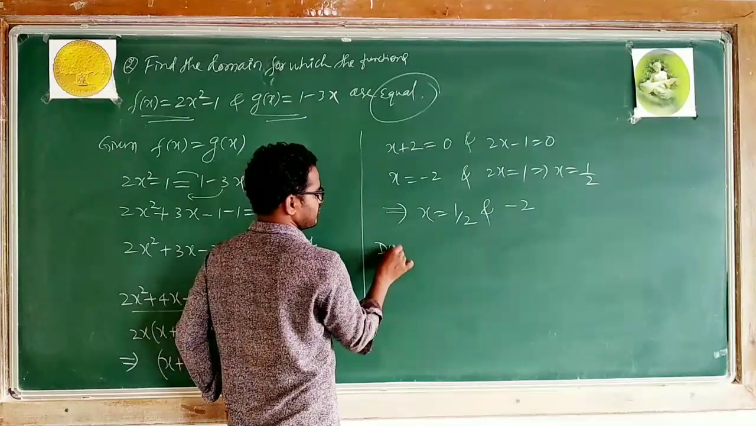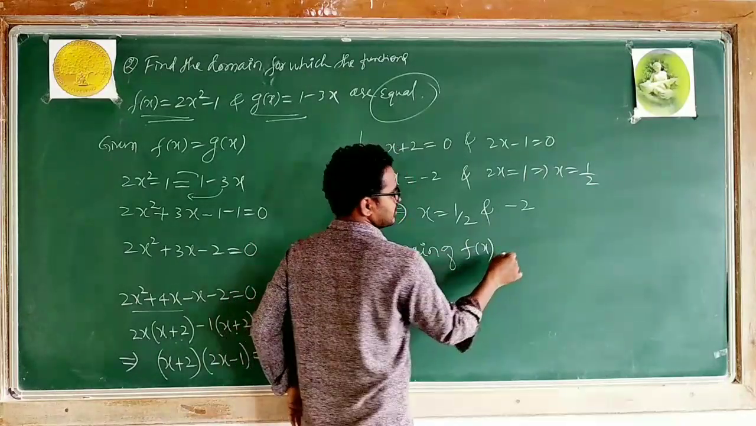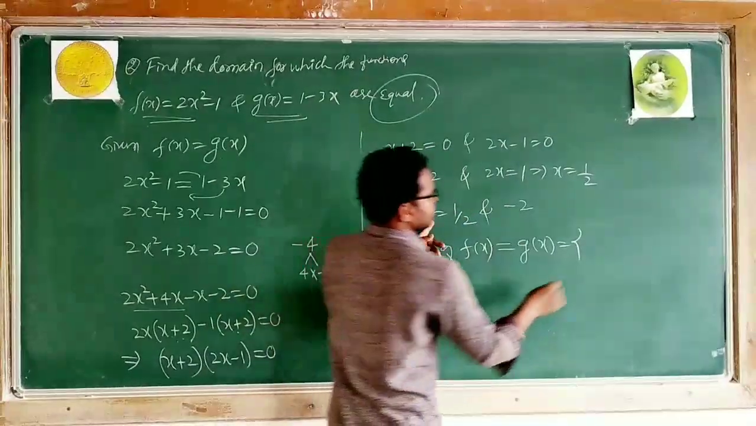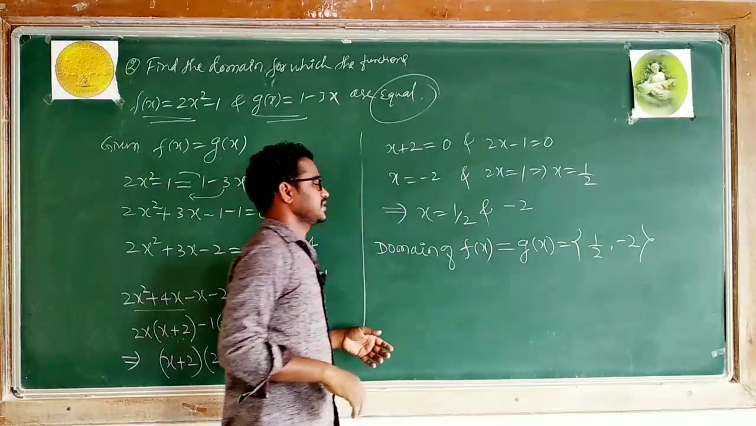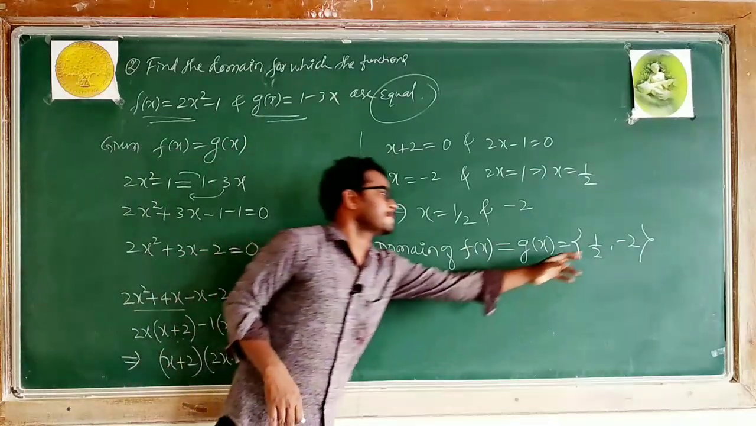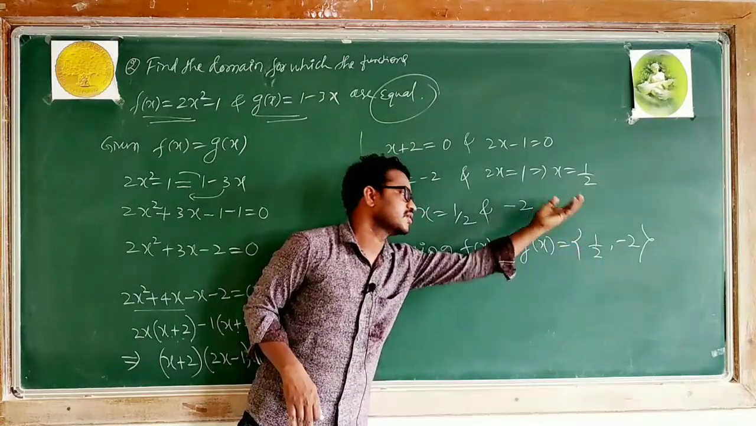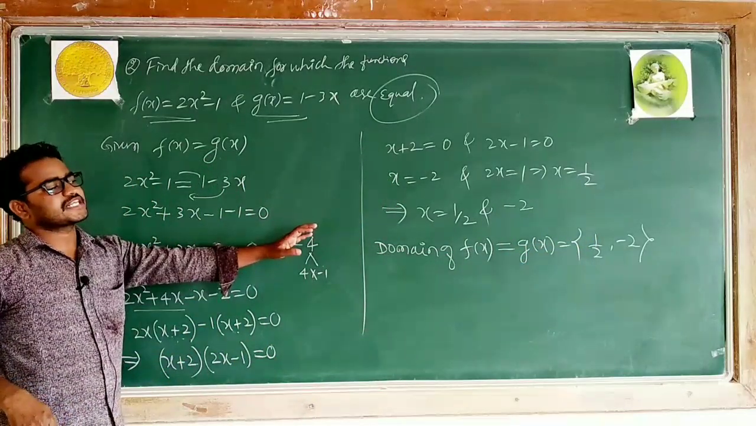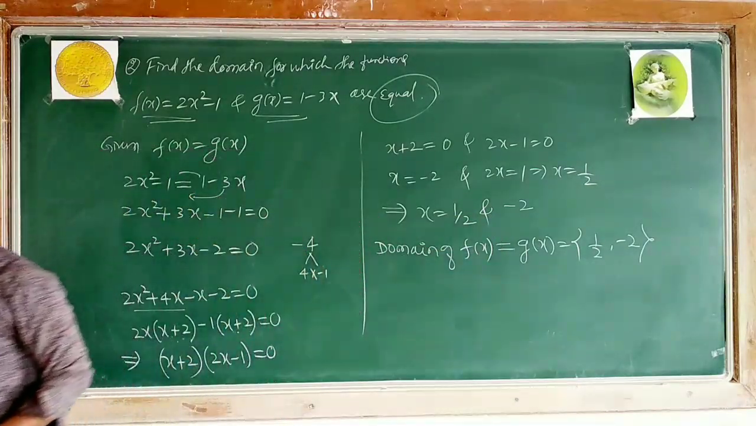What is our domain of f of x is equal to g of x? What are the elements? I can say 1 by 2 and minus 2. This is a set. In the case of flower brackets, you can write minus 2 first or 1 by 2 first, wherever you like. But the domain of this is the x value. The x values are minus 2 and 1 by 2. This is about the second problem.